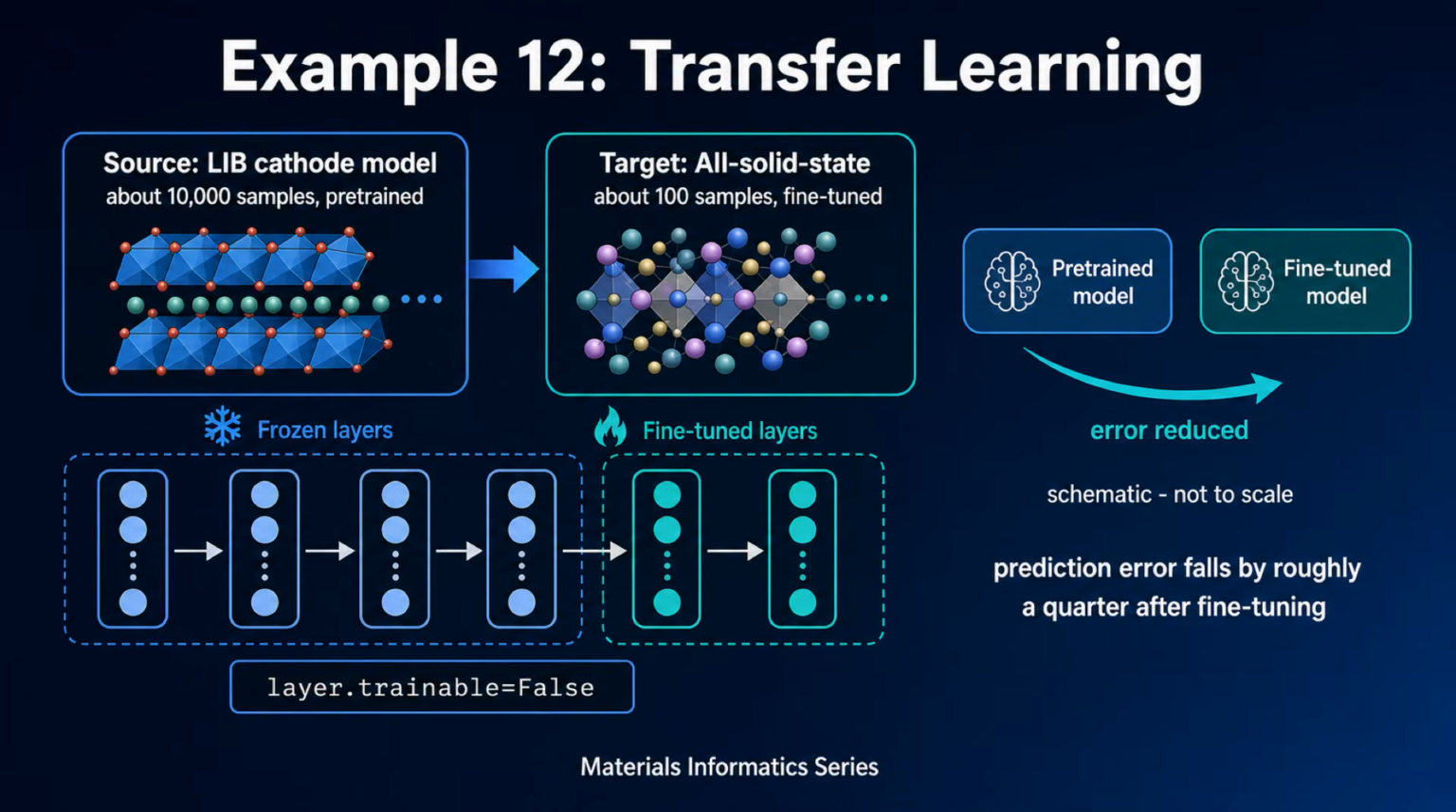What if you have limited data for a new battery chemistry? Transfer learning helps. We first pre-train on a large dataset of lithium-ion cathodes, learning general material property relationships. Then, we freeze the early layers and fine-tune only the final layer on our small target dataset of all solid-state materials. This typically improves accuracy significantly compared to training from scratch. Transfer learning is essential for data-scarce applications.